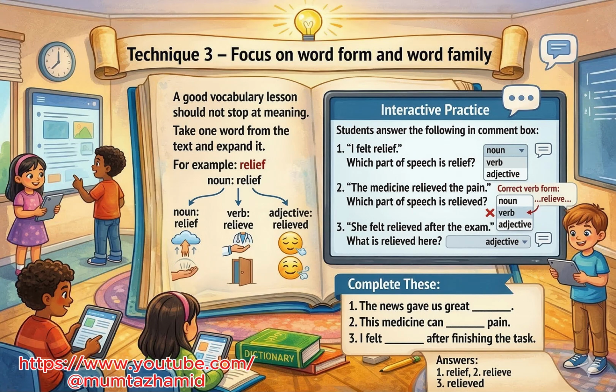Actually, relieved there would be wrong in that sentence. The correct verb is relieve. She felt relieved after the exam. What is relieved here? Answer, adjective.